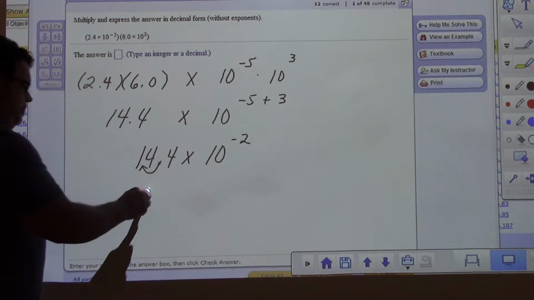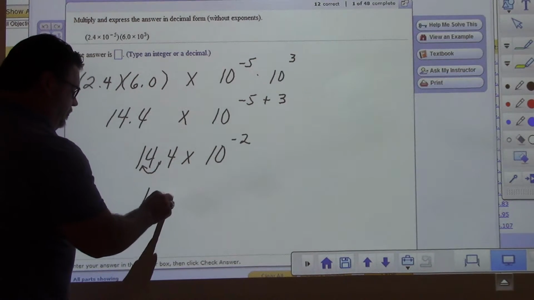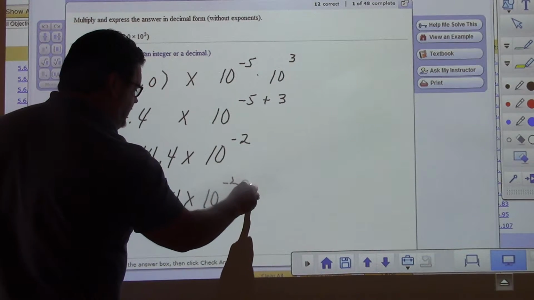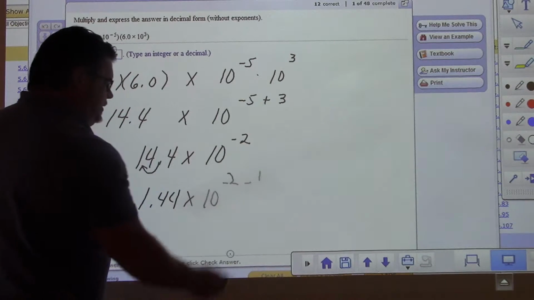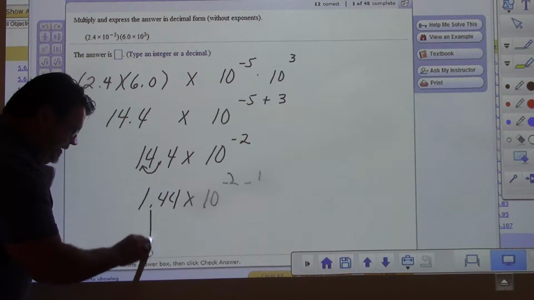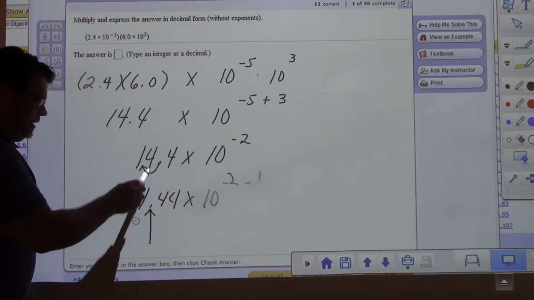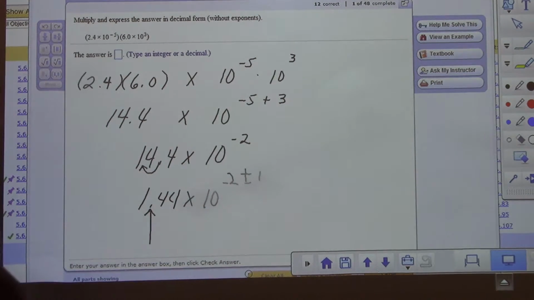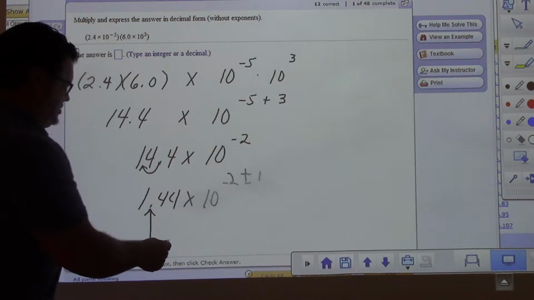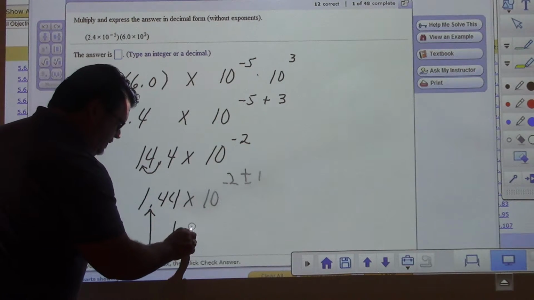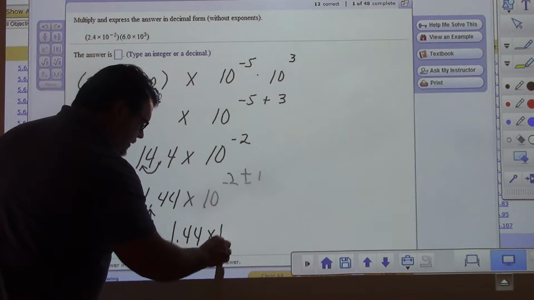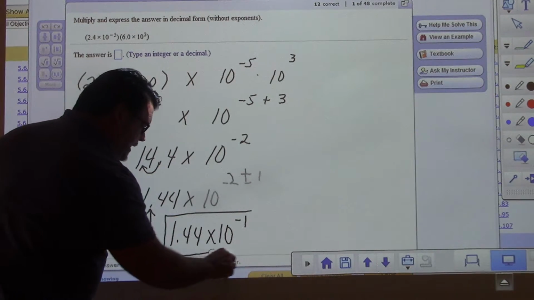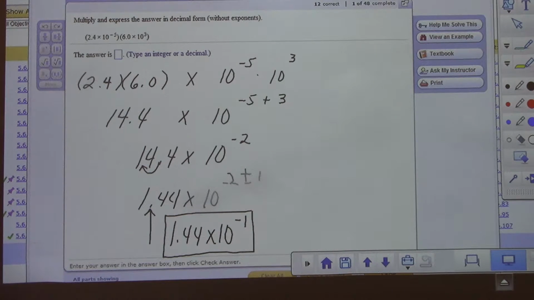So that's 1.44 times 10 to the negative 2 blank 1. Which way in my head do I move this decimal to get it back the way it was? To the right. So my scientific notation answer is 1.44 times 10 to the what? Negative 1. And that is scientific notation.